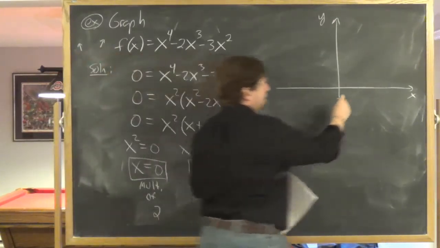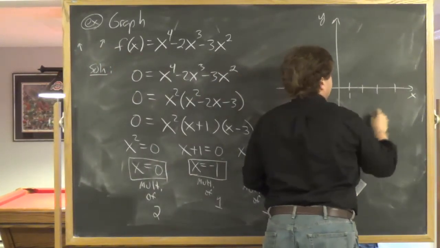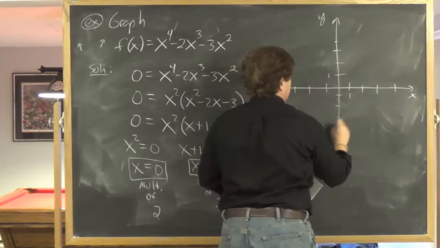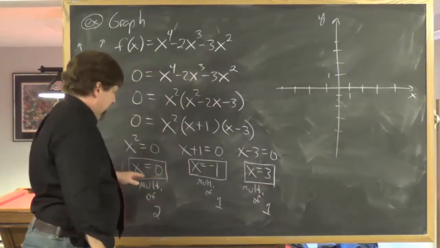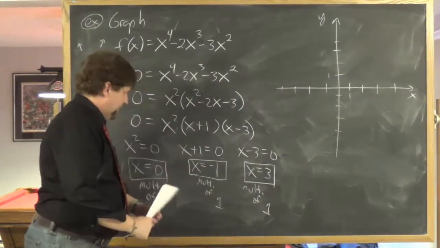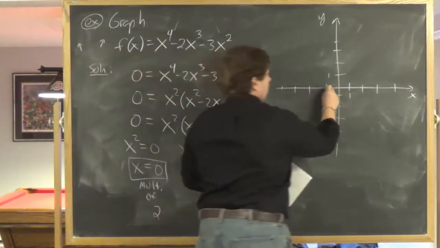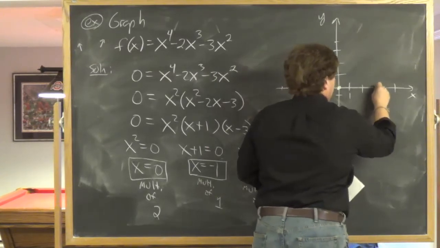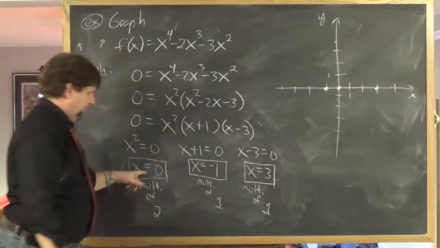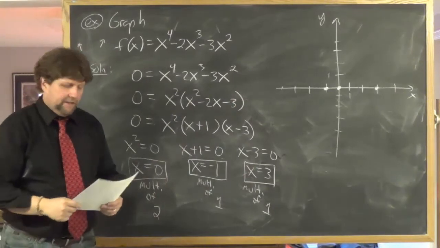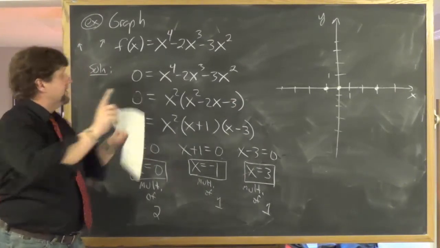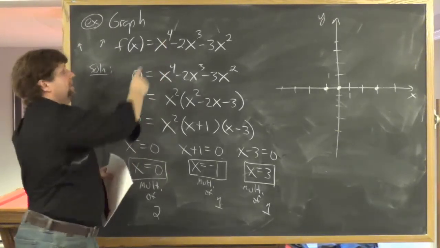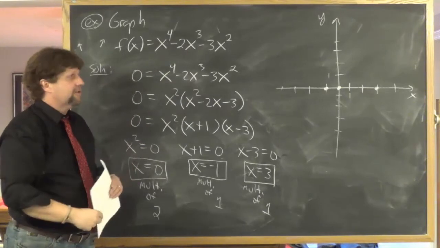Let me get some scaling here. 1, 2, 3, 4. 1, 2, 3, 4. Okay, so these zeros are going to correspond with x-intercepts. So I have an x-intercept at negative 1, an x-intercept at 0, and an x-intercept at 3. Those are my 3 zeros. Those will be the 3 x-intercepts. I know both ends have to be shooting up. One more time, even degree polynomial, positive leading coefficient, both ends are shooting up.